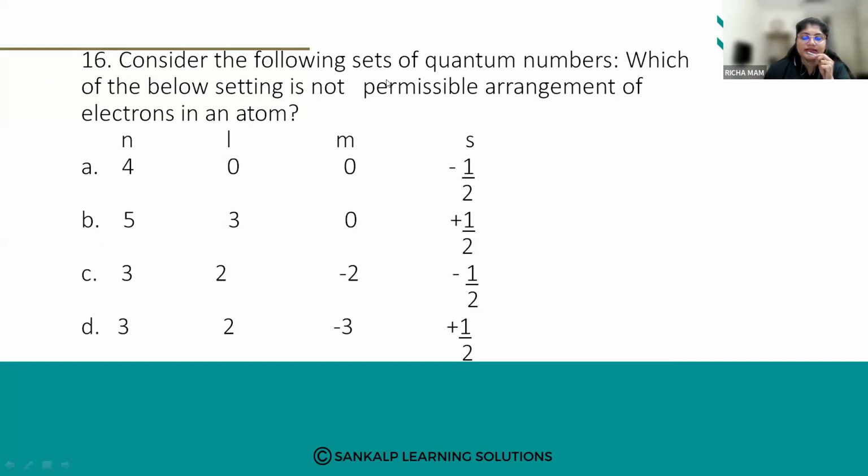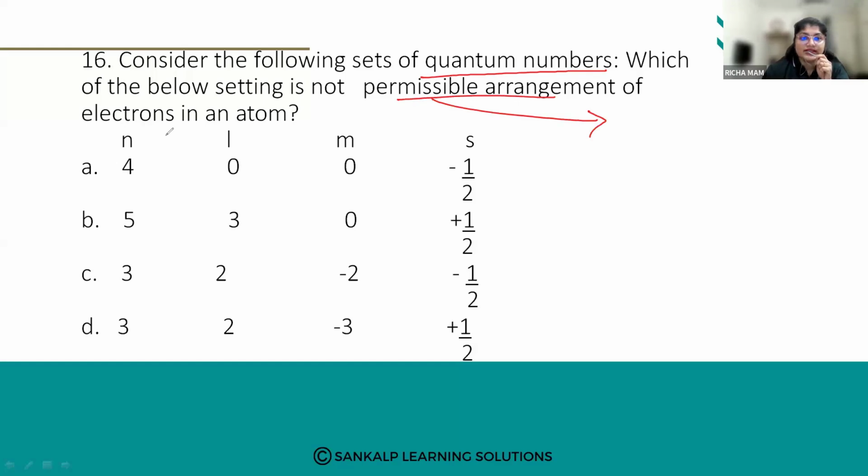Consider the following sets of quantum numbers. Which of the below sets is not a permissible arrangement of electrons in an atom? What is the question? Which arrangement is not possible? Permissible means possible. So which set of quantum numbers is not possible for an electron in an atom?